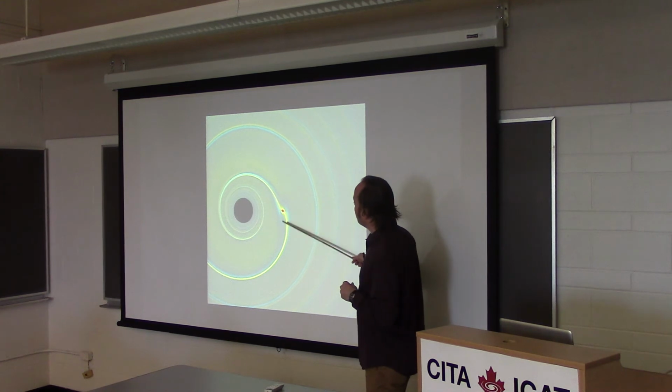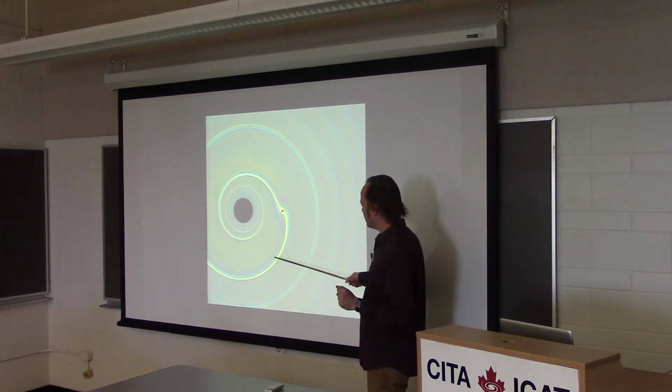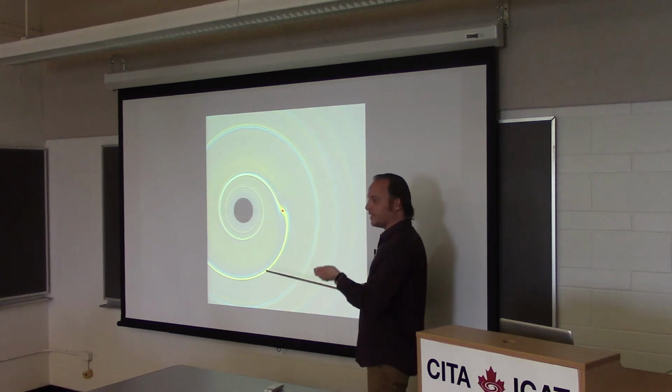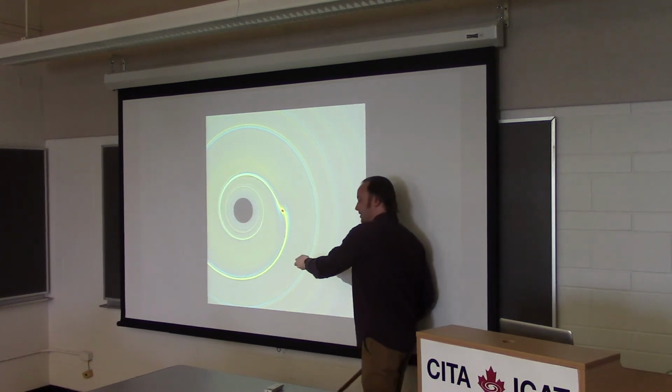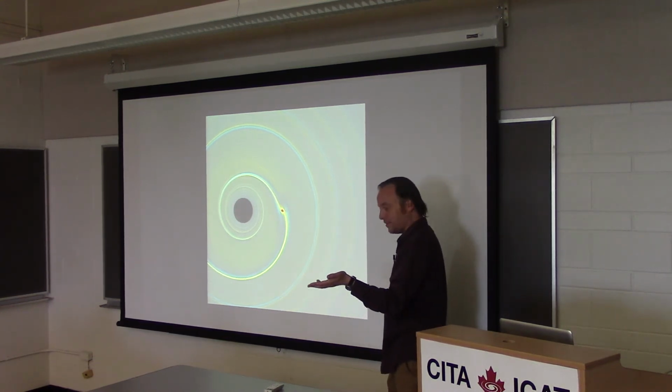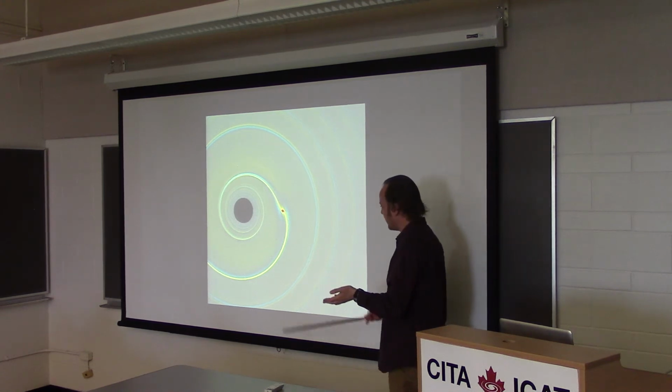Because if a shock will always form, no matter how low mass the planet is, then that shock will dissipate the wave and transfer angular momentum to the disk, maybe very slowly, but it will transfer angular momentum to the disk.